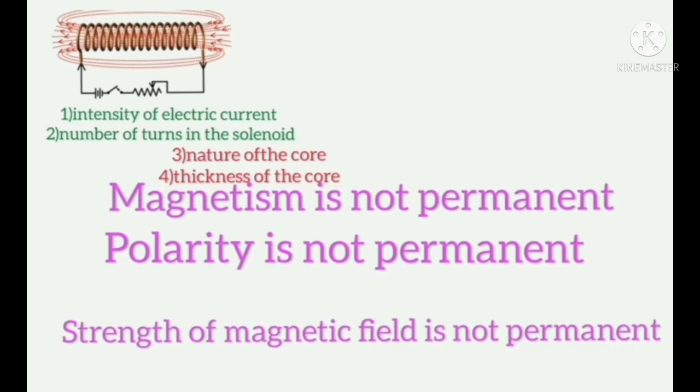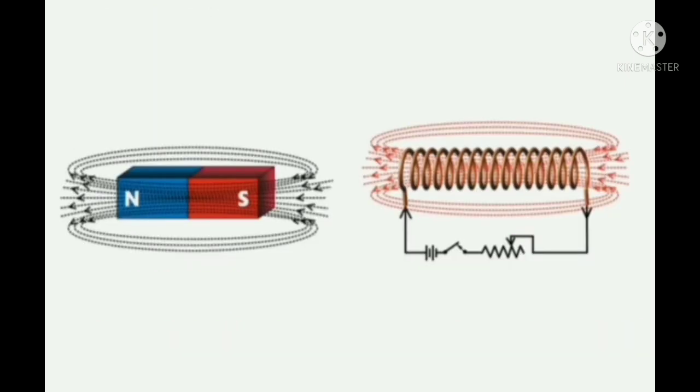Then next, magnetism is not permanent. Polarity is also not permanent. Strength of magnetic field is not permanent. We know magnetism, polarity and strength of magnetic field are not permanent in the case of electromagnet. First one is bar magnet, second one is electromagnet. What is the difference between bar magnet and electromagnet? It's a sure question for our examination.